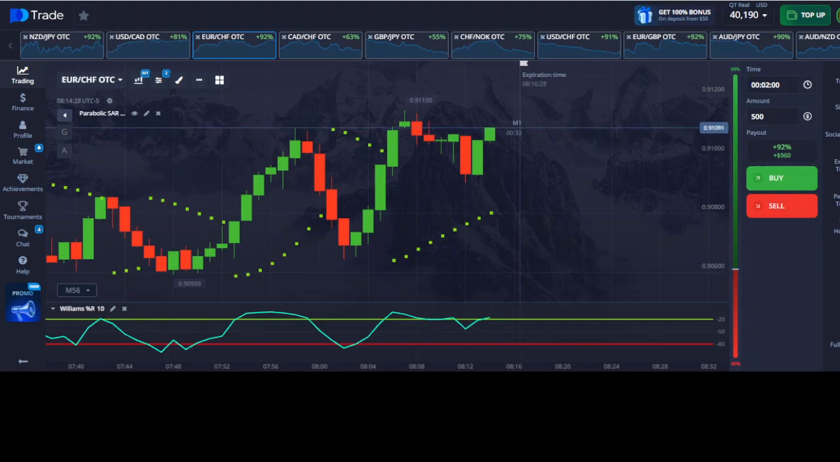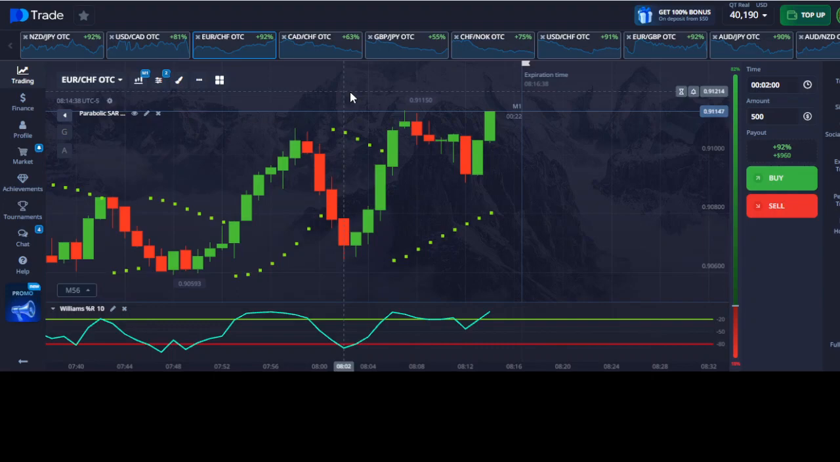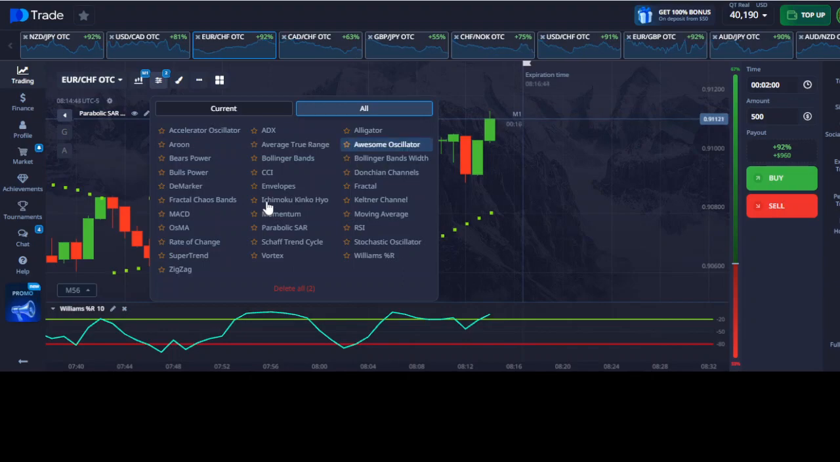So today I'm on the Pocket Option platform and I'm going to be trading currency pairs, OTC currency pairs on the platform utilizing two indicators. All right, so if we click on our indicator icon here, the first indicator is the Parabolic SAR, the Parabolic Stop and Reverse indicator. And the second indicator is the Williams percent R indicator.